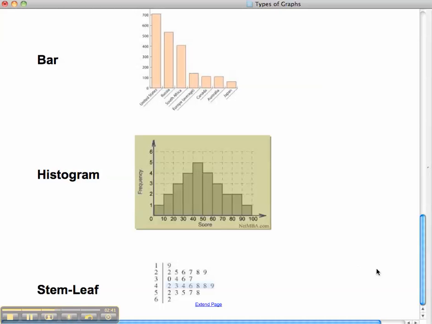Similar to histogram is our stem and leaf plot. This is where we actually see the numbers. We know how many data points there are. This is 19 and 22, then 25, then 26, 27, 28, 29. Data from 19 up to a maximum of 62. A quick glance, kind of a poor man's histogram or bar graph.